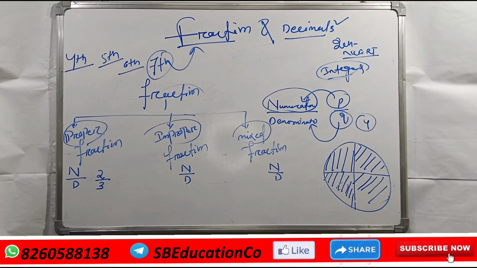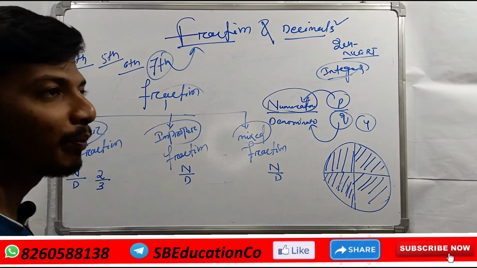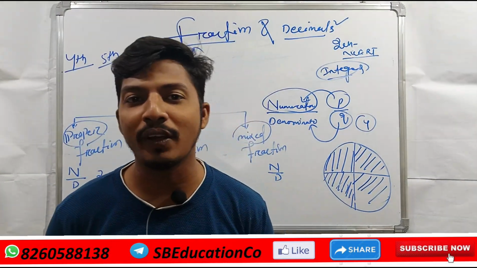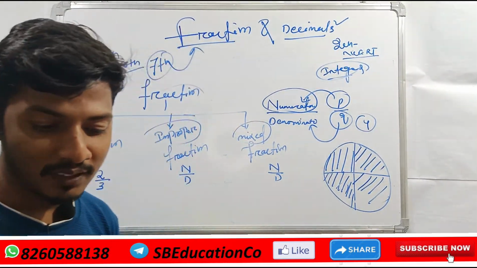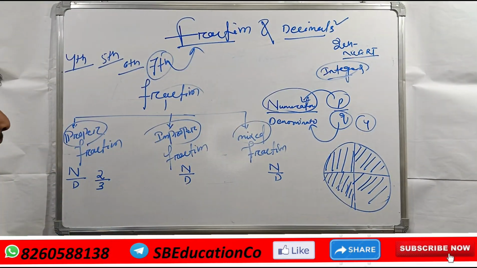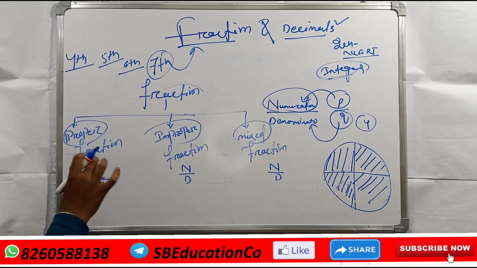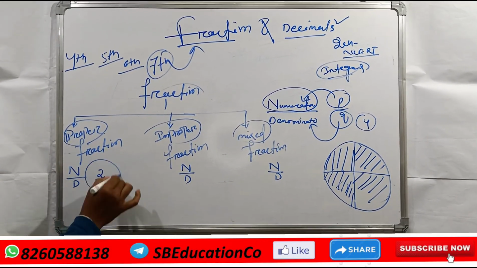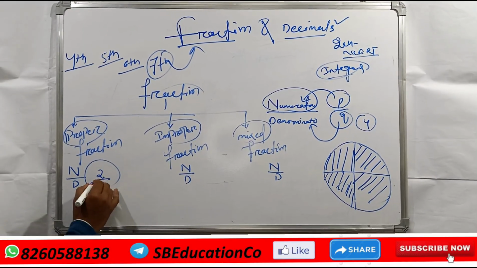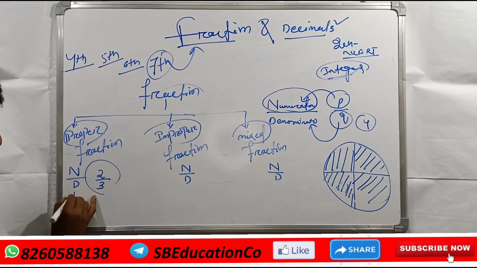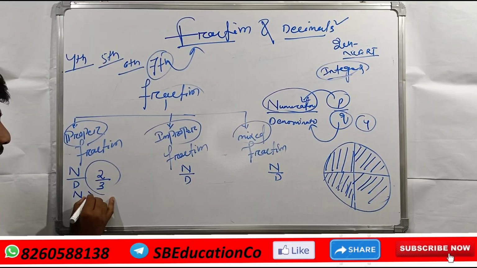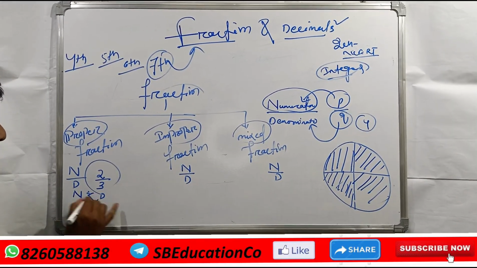Is 2 by 3 a proper fraction or an improper fraction? What do you have to think about that? Maybe this one is proper, or maybe improper. This one is the proper fraction. Why do we call it a proper fraction? Because the numerator is smaller than the denominator.